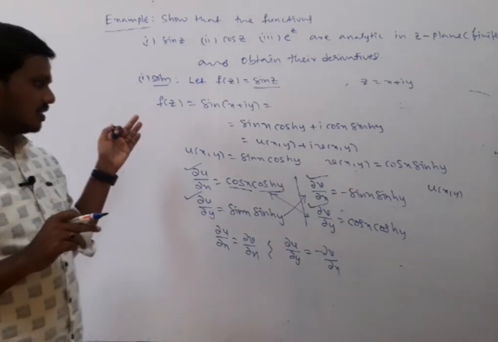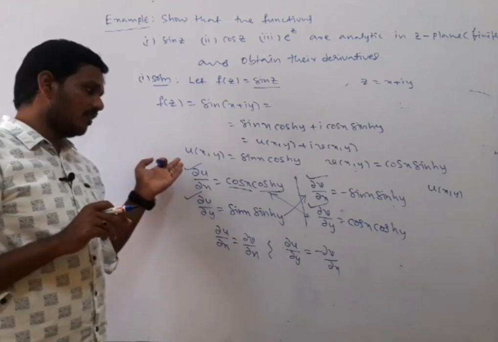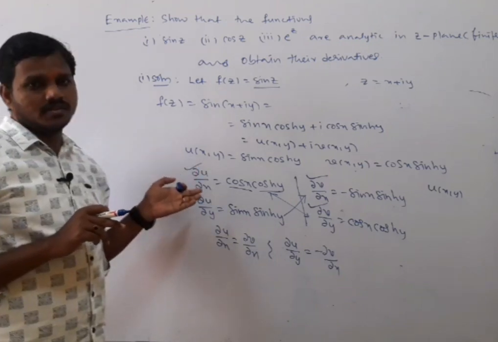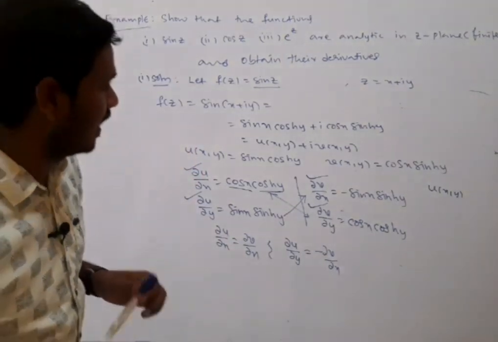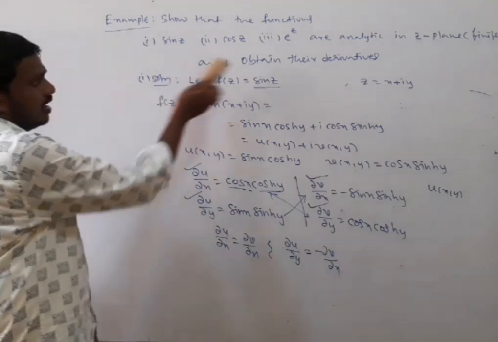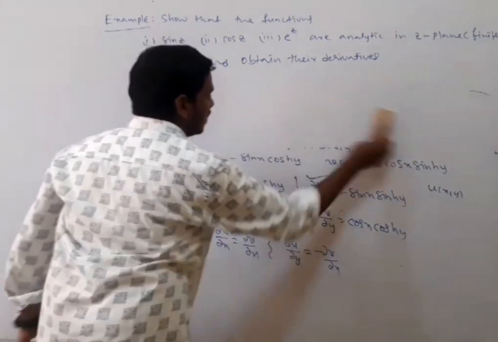Is it clear? The function satisfies the CR equations, and the first order partial derivatives of u comma v are continuous. So we say that sin z is analytic everywhere in the finite z plane. Similarly you may try for cos z. Next we go for the third one, e to the power of z.